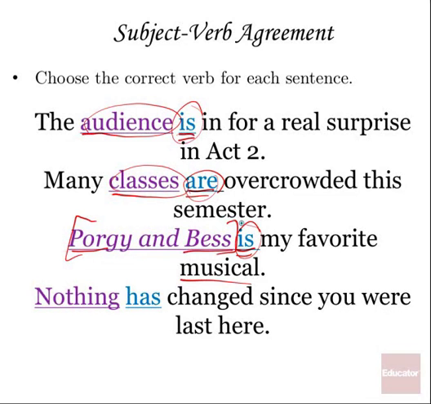Nothing has changed since you were last here. Your clue here was the word nothing, which always takes a third person singular. So we use the third person singular has.